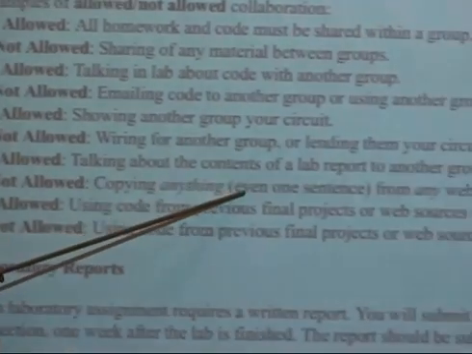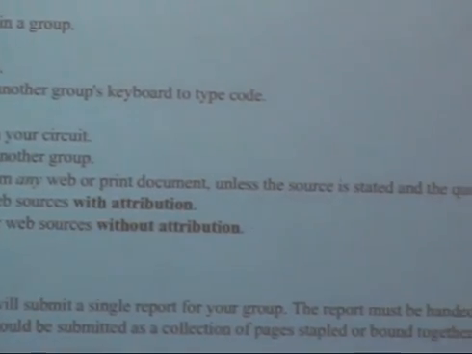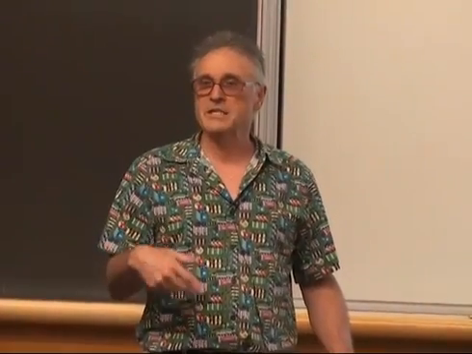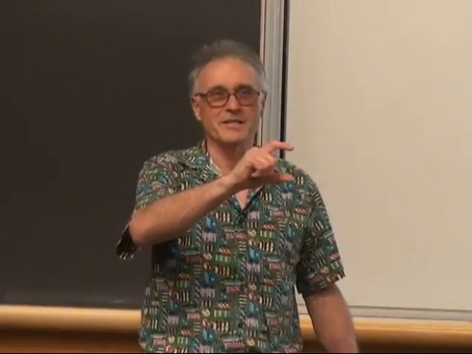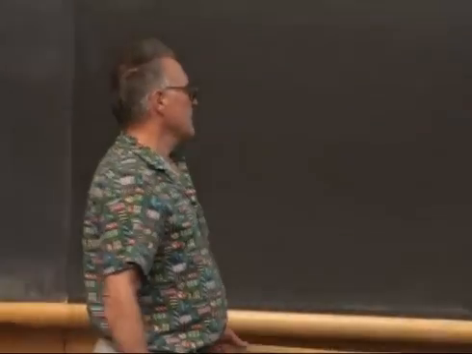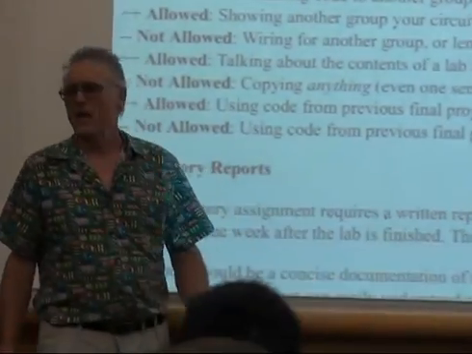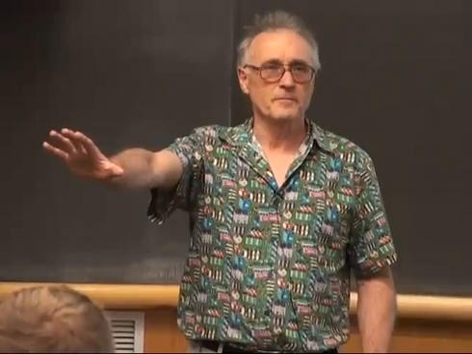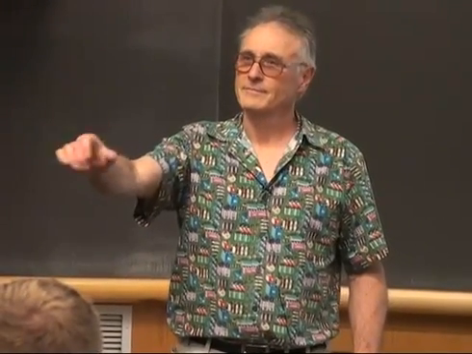Not allowed, copying anything, even one sentence, from any web or printed document unless it's quoted. It's really easy, once you get in the habit of this, to detect words from Wikipedia. There's a style that Wikipedia encourages. Somebody is writing along, and suddenly there's this thing that's boilerplate sales speech. Wait a minute. So don't do that. And allowed is using code from previous final projects or web sources with attribution, but not allowed is without attribution. That's going to be of relatively little use this year because there's no code for PIC 32 from the course. So you're going to be writing the code basis for next year's class.